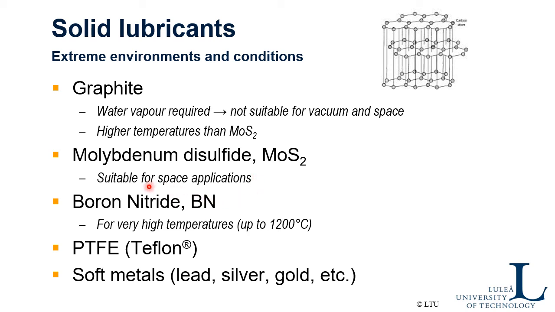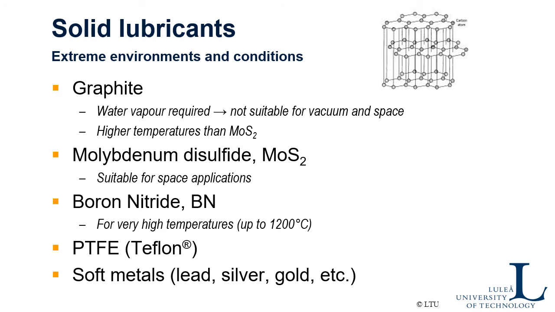If you have boron nitride, that's a very strong material, so this one is used for very high temperatures. Well, most solid lubricants are very good for high temperatures or extreme environments. So you don't use solid lubricants in the case where you can use a fluid lubricant or a grease. These solid lubricants are only used when you have such extreme conditions that nothing else works. So boron nitride is then for even higher temperatures.